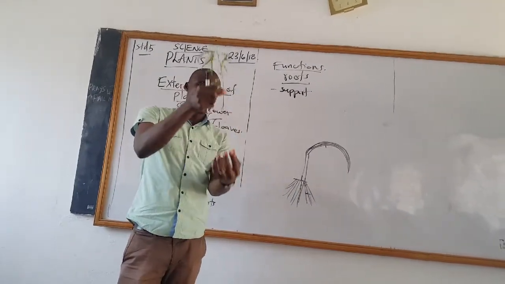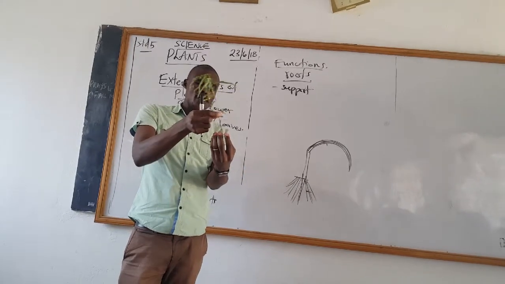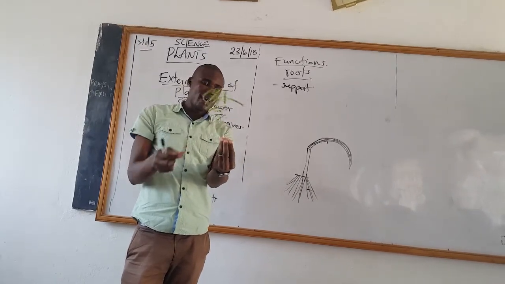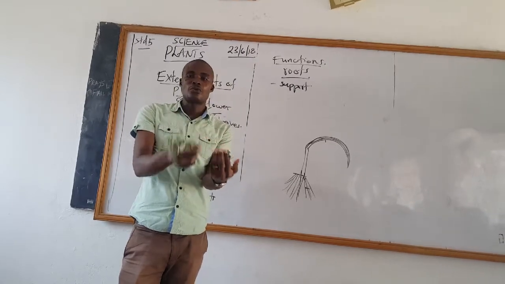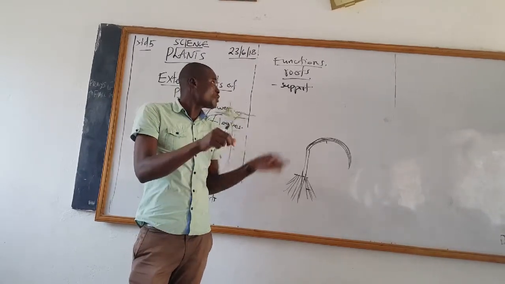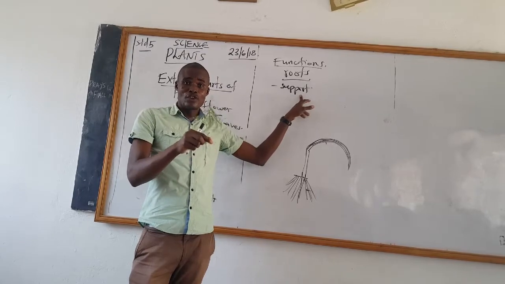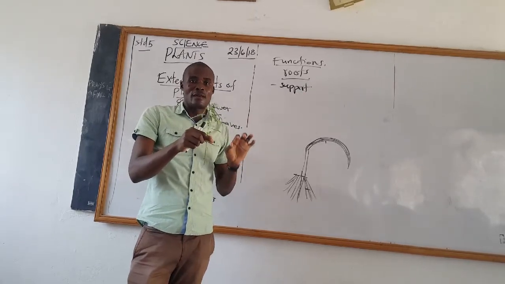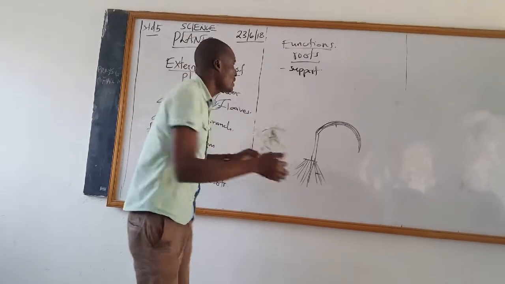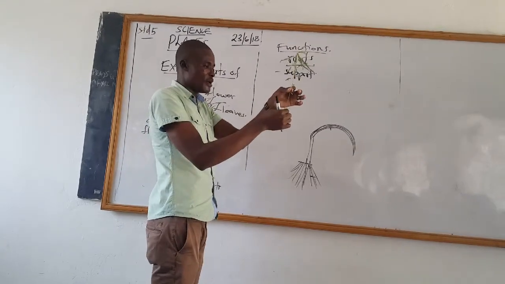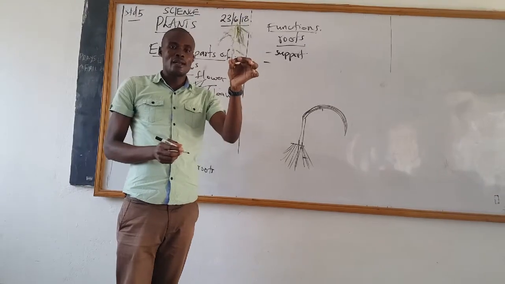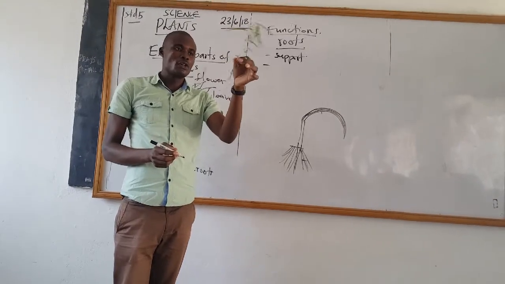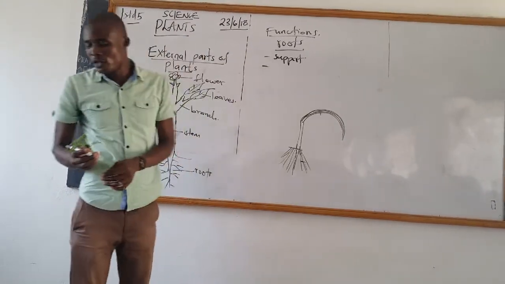Before I uprooted it from the soil, it was being held firmly by the soil. But after me uprooting it, it is now loose. It can now fall down, meaning it is no longer having a support. There is no more support that the soil can provide under this particular plant. So meaning the roots here are used for support. It supports the plant to remain strong. Without the roots, it will automatically fall down.